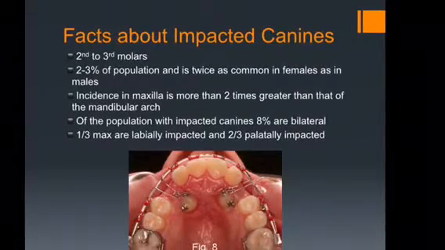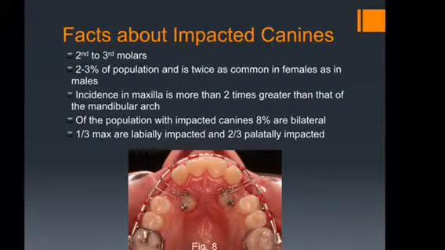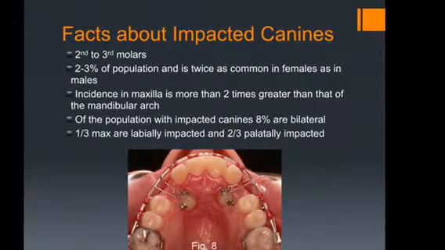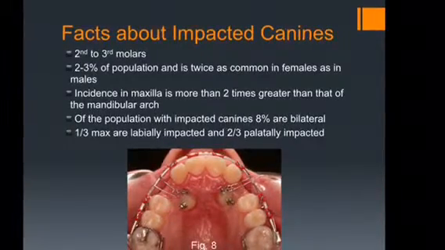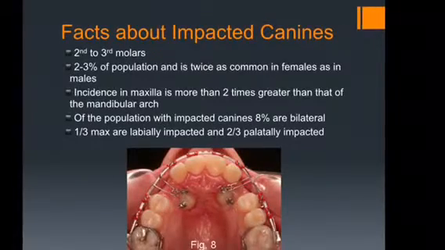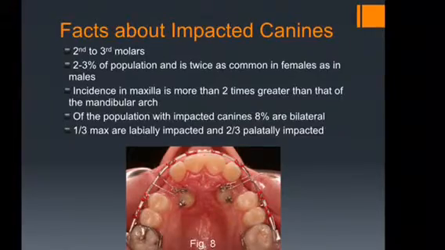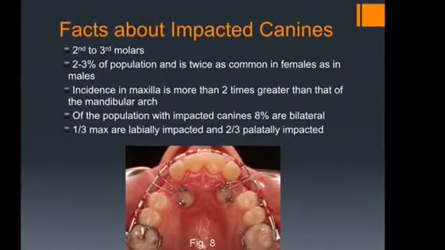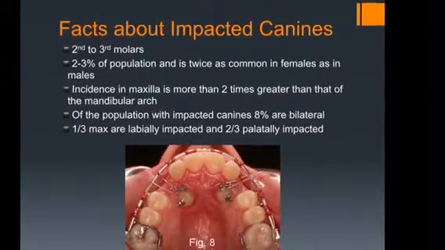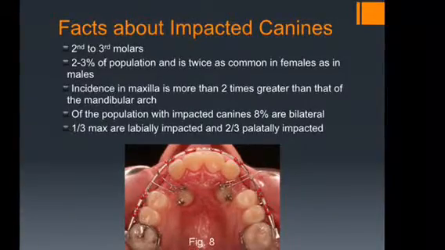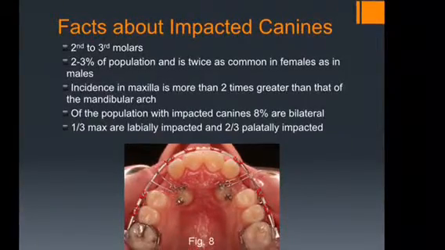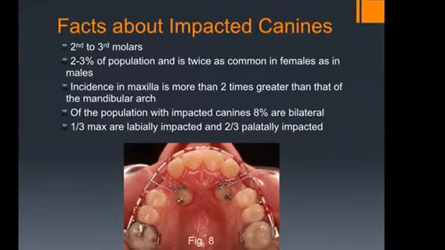So if you do see these, a lot of times they're going to be in the maxilla, and oftentimes again in females. And then of that population of people with impacted canines, 8% are bilateral and the remaining percent are unilateral. So most likely you're going to see just a unilateral impaction. 1/3 of maxillary impactions are labially impacted, and then 2/3 are palatally impacted.